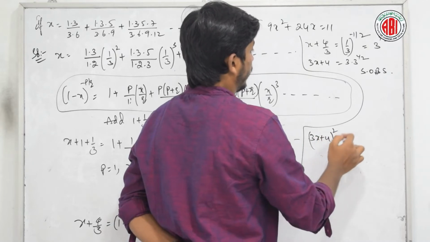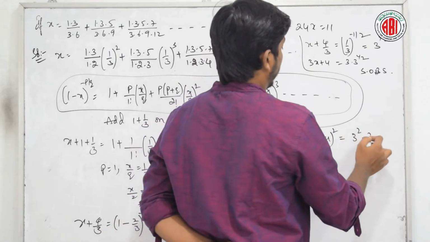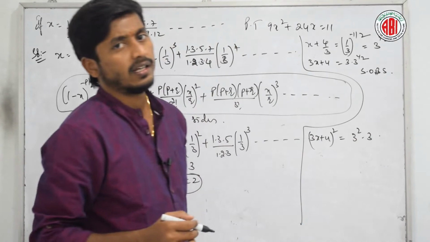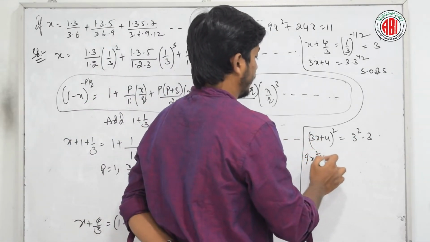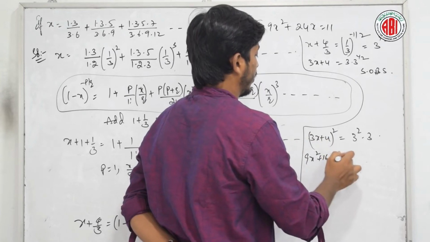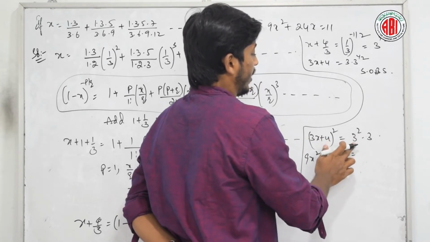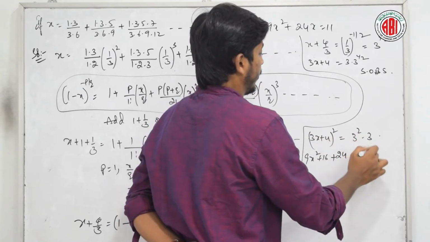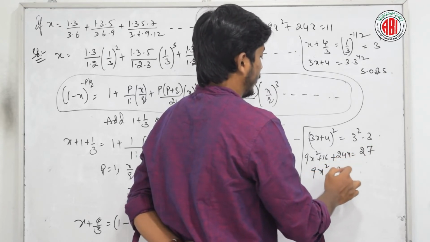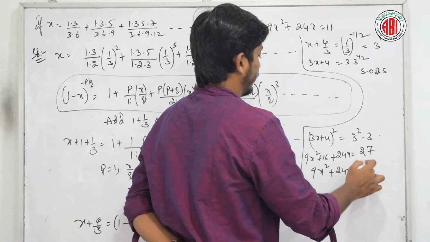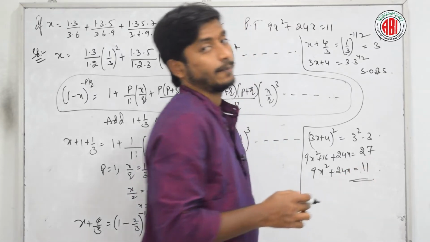3x plus 4 whole square is equal to 3 square into 3, right? So (3x plus 4)² is 9x² plus 16 plus 4 3s are 12, 12 2s are 24. Here 3 square is 9, 9 3s are 27. So this is 9x² plus 24x is equal to 27 minus 16, which is 11.